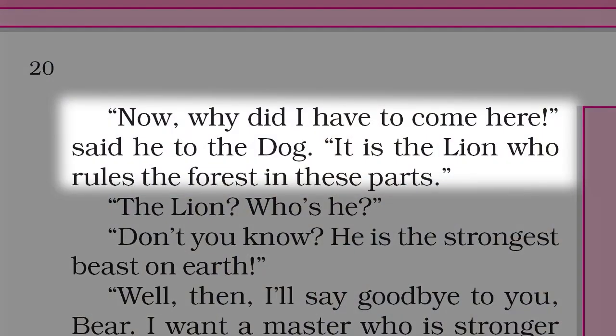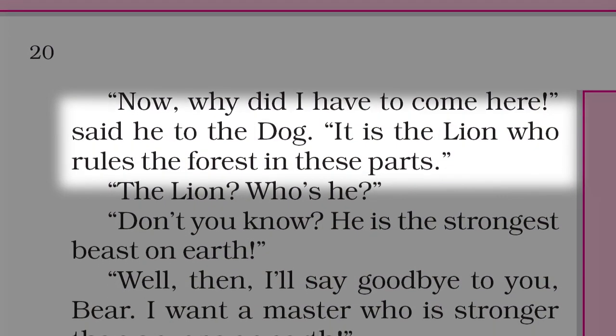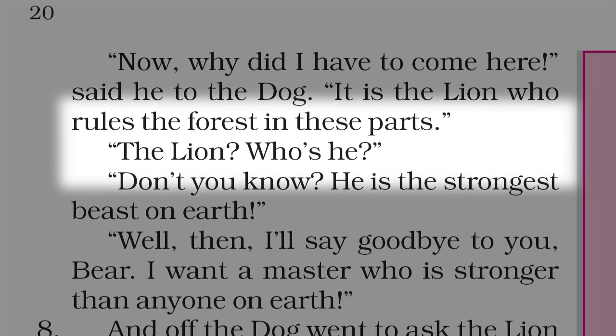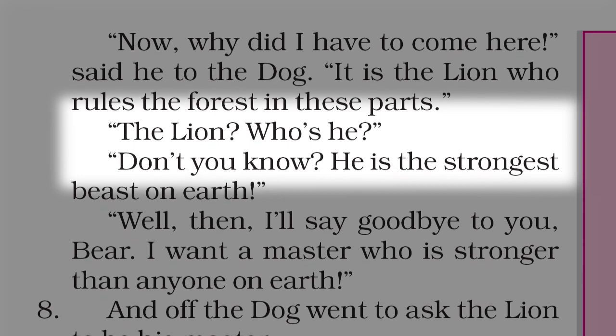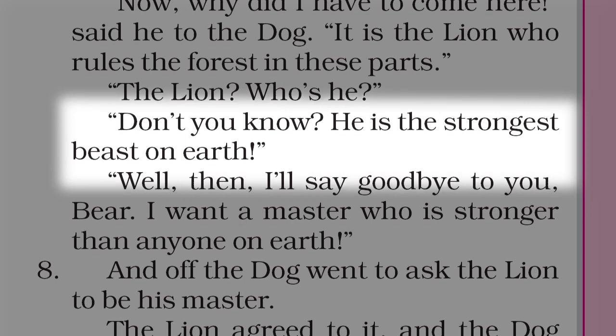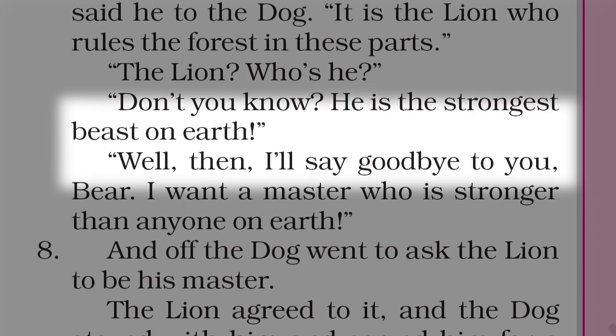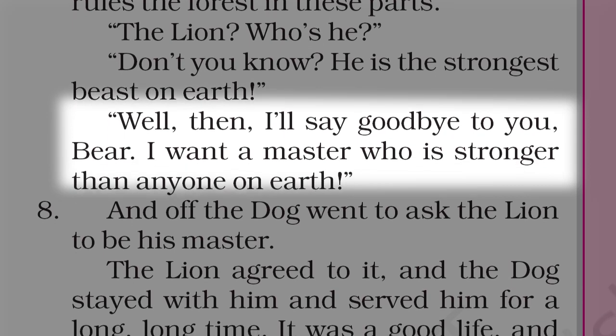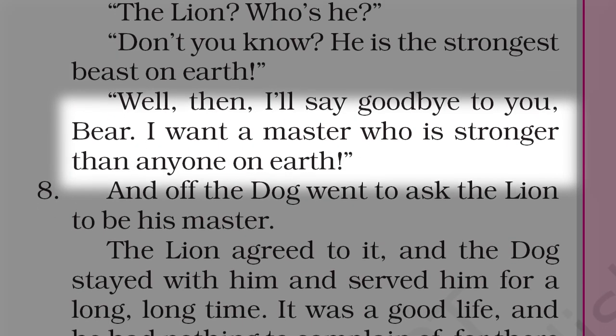Now why did I have to come here? said he to the dog. It is the lion who rules the forest in these parts. The lion? Who is he? Don't you know he is the strongest beast on earth? Well then, I'll say goodbye to you, bear. I want a master who is stronger than anyone on earth.